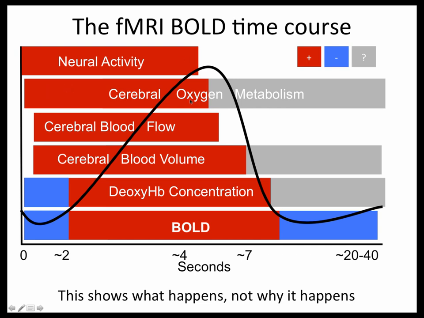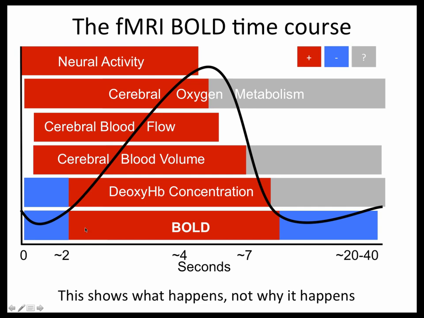While the neural activity is happening, you're getting oxygen metabolism. So oxygen is obviously being consumed by the neurons. At some point, the neural activity is going to trigger changes in cerebral blood flow and cerebral blood volume. Your deoxyhemoglobin, very likely we're going to see a little bit of a drop when oxygen is being metabolized before these two start changing. But once these two pick up, you're going to be seeing an increase in deoxyhemoglobin.